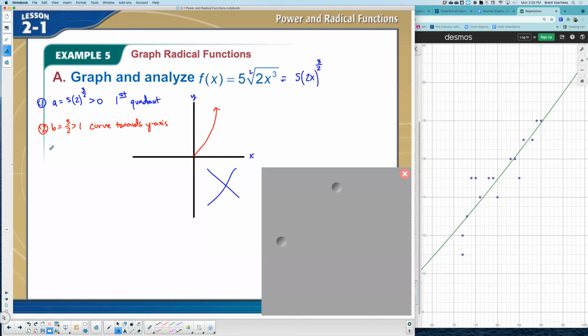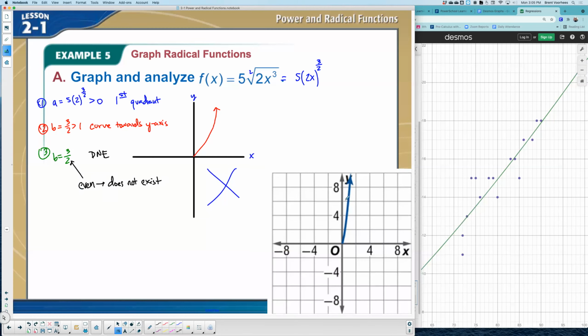And now rule 3, you talk about the reflection. What's going to happen on the left side? Since my power is 3 halves, since the denominator is even, the graph will not exist on the left side. Since the denominator is even, it does not exist on the left side. Does not exist, which you might see abbreviated DNE. So this would be the picture of the graph right there. It would look like that.